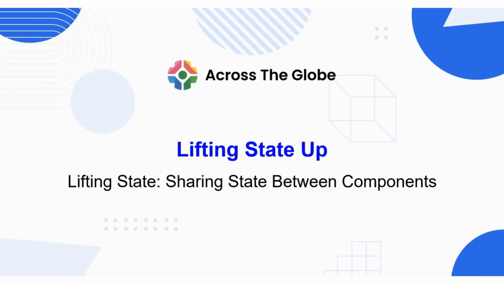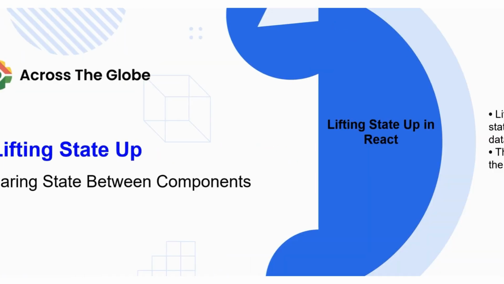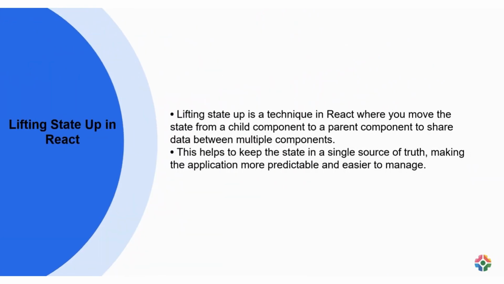Today we will learn about lifting state up. Lifting state up in React involves transferring state from a child component to a parent component to enable data sharing across multiple components. By centralizing state in a single source, the application becomes more predictable and simpler to handle.